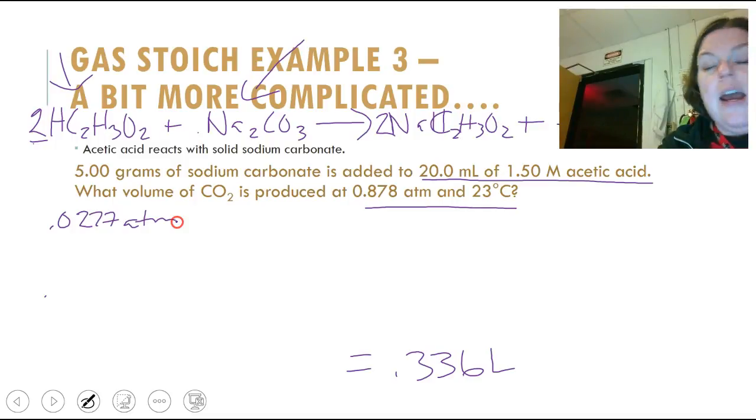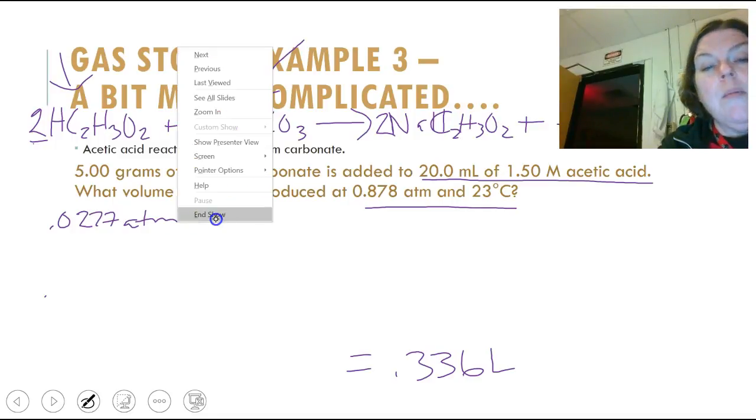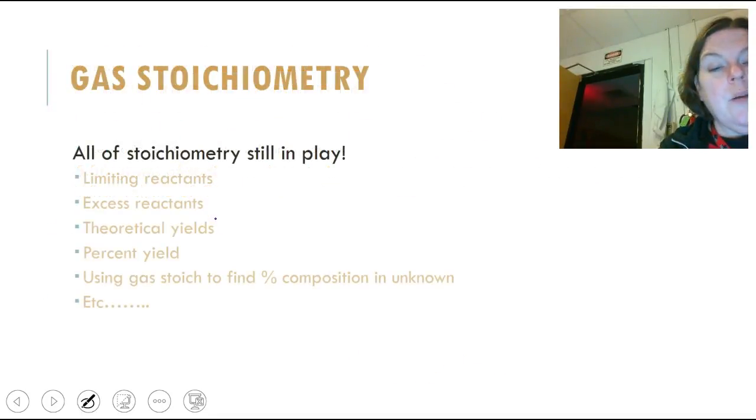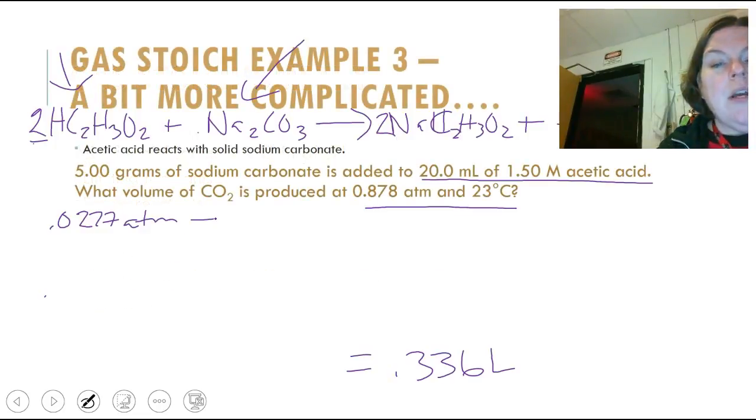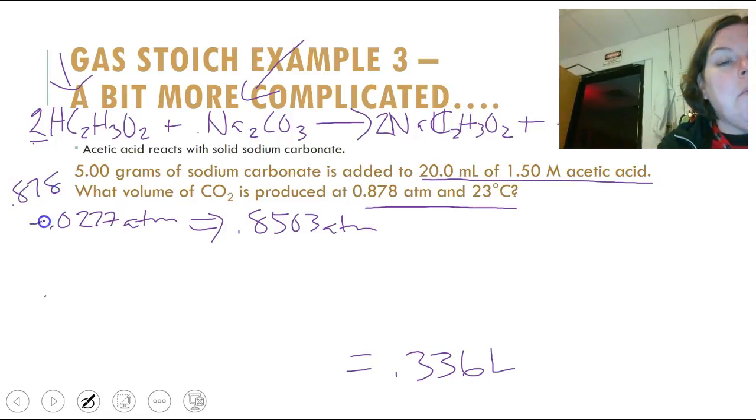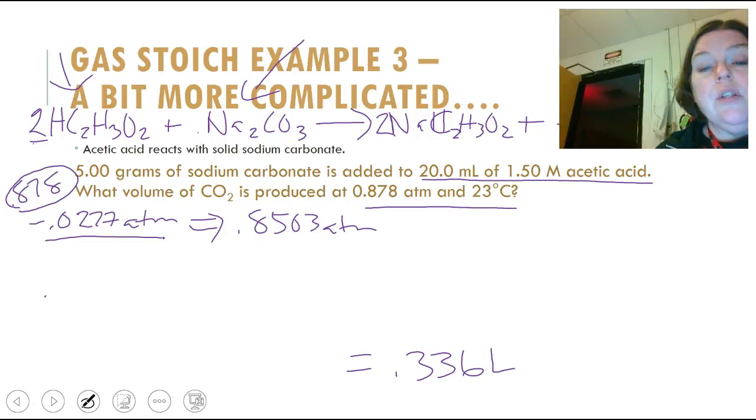Now I want to take this amount minus this amount. If I do that, I get that the carbon dioxide is 0.8503 atmospheres. How did I do that? 0.787 minus this number. Why? This was the pressure of everything. This is the pressure of water. So that's the pressure of the CO2.